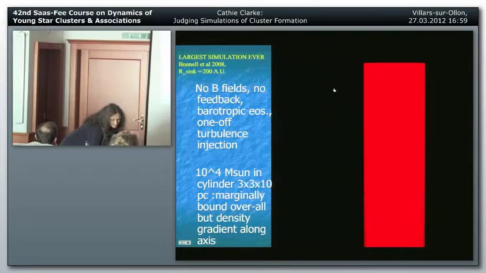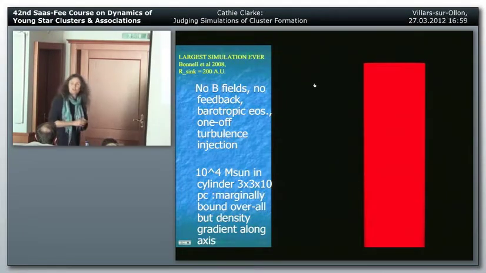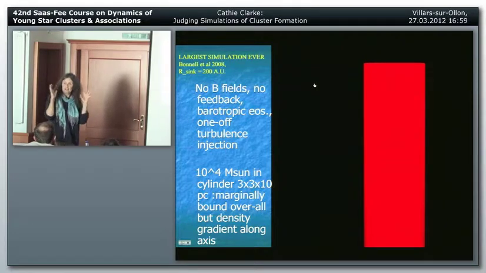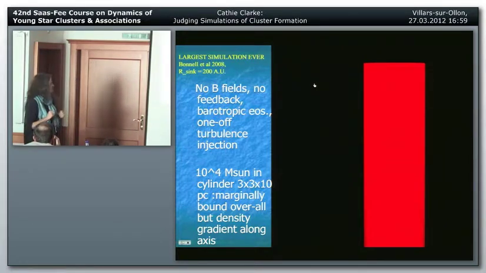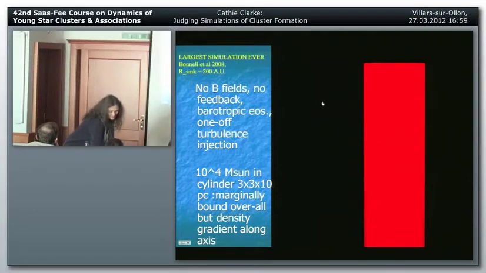So, I should say what the initial conditions were. There's a one-off shot of turbulent energy in this. So you impose the Larson law turbulence in the initial velocity field, but then you let it go. You don't meddle with it after that. It's what I sometimes call the vanilla calculation. It's got the minimum ingredients in order to get star cluster formation. It's got no magnetic fields, no feedback, and a very simple prescription for the equation of state, the pressure going as density, which is basically isothermal at most of the densities you can see in this simulation.